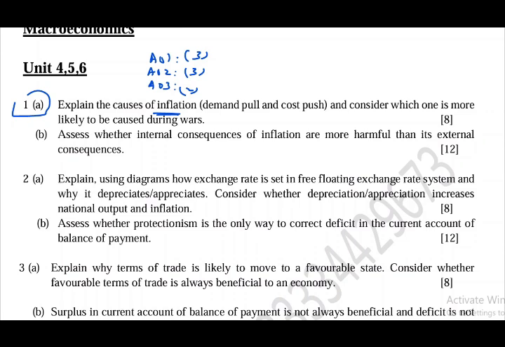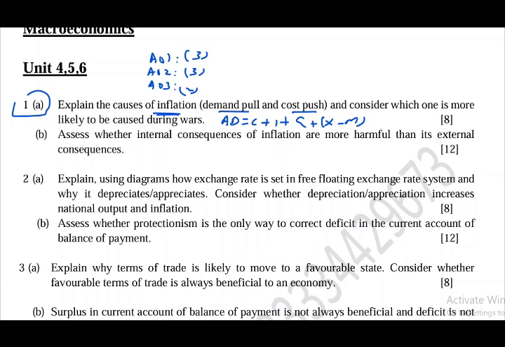So you will have to define inflation first. Inflation is the persistent rise in general price level over time, and it may be caused by demand pull, increasing aggregate demand, or decreasing aggregate supply in the country. Demand pull inflation is caused by an increase in aggregate demand, and aggregate demand is basically C plus I plus G plus X minus M. These are also known as components of aggregate demand. Sometimes the examiner asks a question about components of aggregate demand. It means you have to explain consumption, investment, government expenditure, and exports minus imports.